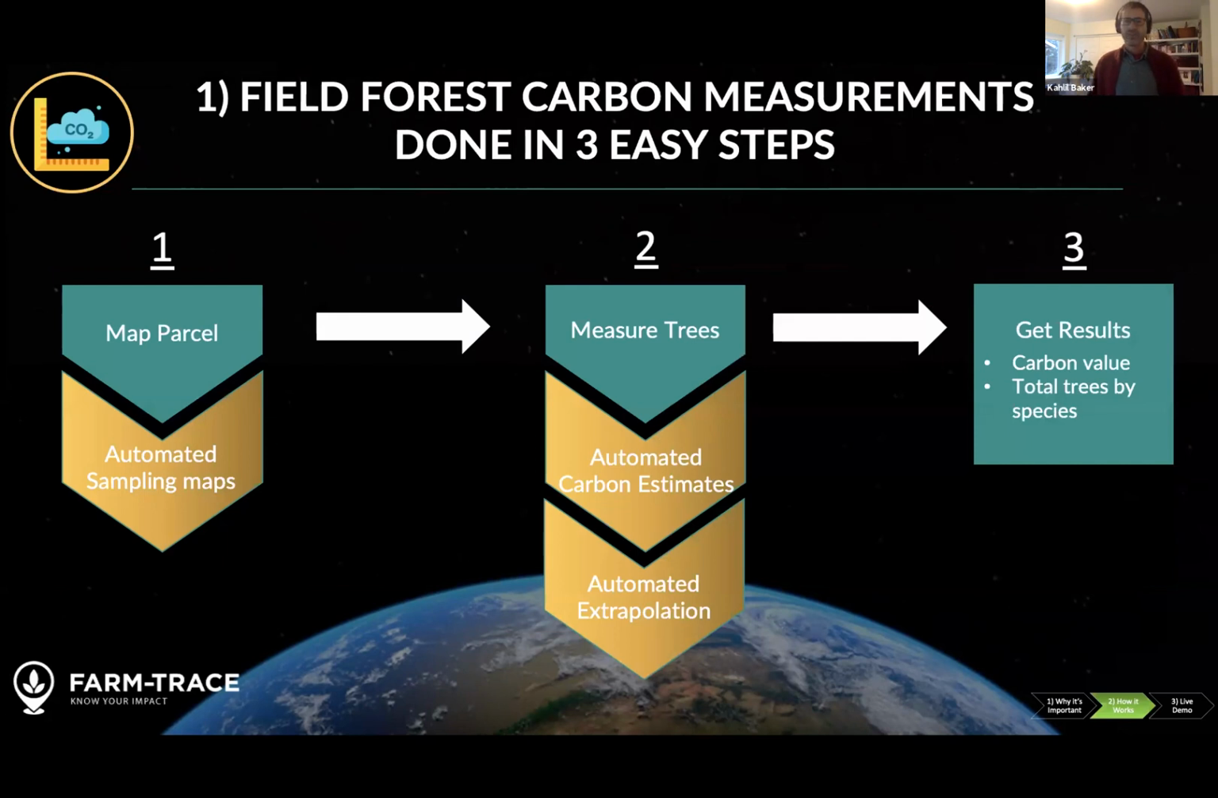So starting with field measurements, it actually happens in 3 easy steps. The first one is you just go to the field with a phone and you map the parcel. After that, you measure a few trees and you get the results. In the background, these boxes in orange on my screen represent the various steps that FarmTrace is doing in the background. And I'll get into these in the slides to come.